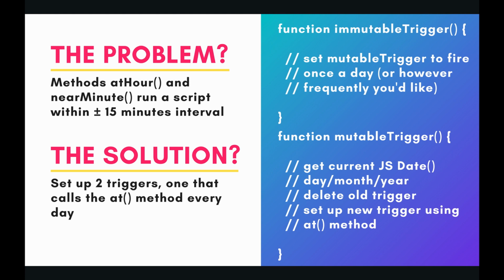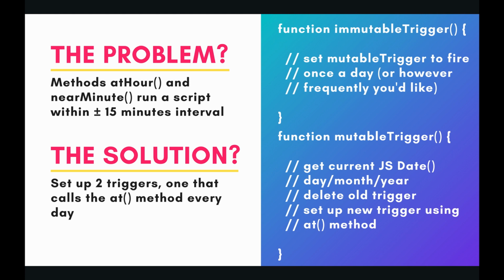And that second solution is to set up two triggers. If you look on the right-hand side of your screen, you can see the blueprint for what I have in mind. The first function is going to be called immutable trigger. This function is going to run every single day, say at midnight, and it's going to call the second function, mutable trigger. Mutable trigger is actually going to be where we set up the trigger to run our function, and it is going to use the at method.